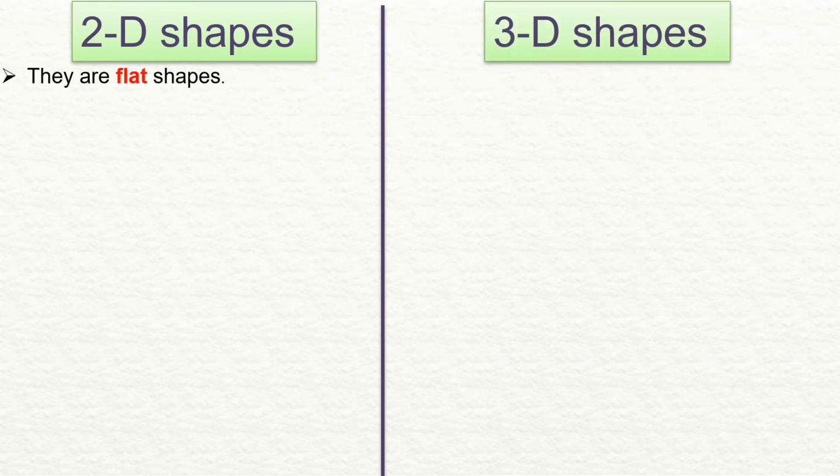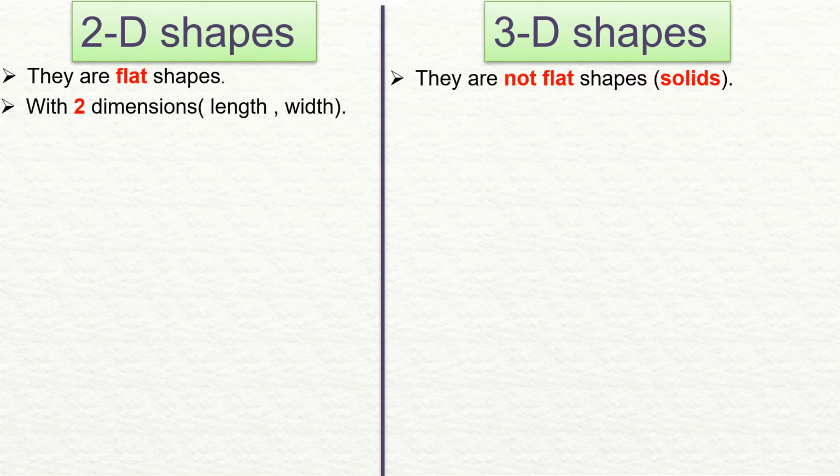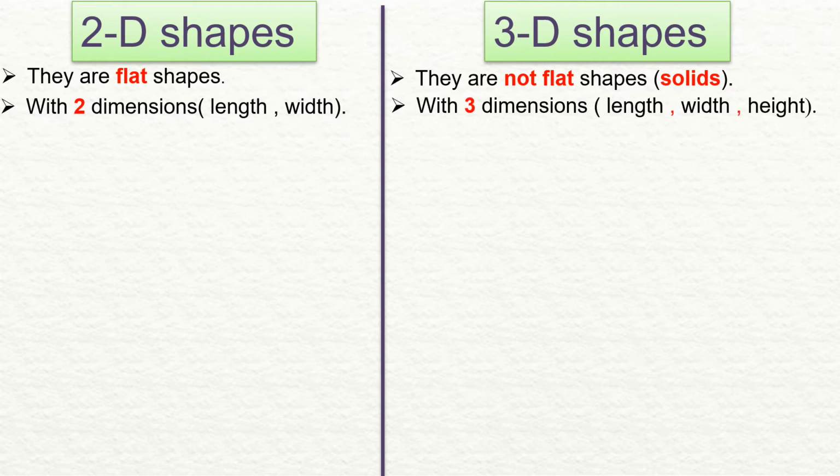Now we will make a comparison between 2D and 3D shapes so we can remember them easily. First, 2D shapes, they are flat shapes. We can put anything inside them. 3D shapes, they are not flat shapes, they are solids. We can put anything inside them, like our pencil case. 2D shapes have two dimensions, length and width. But 3D shapes have three dimensions, length, width, and height.